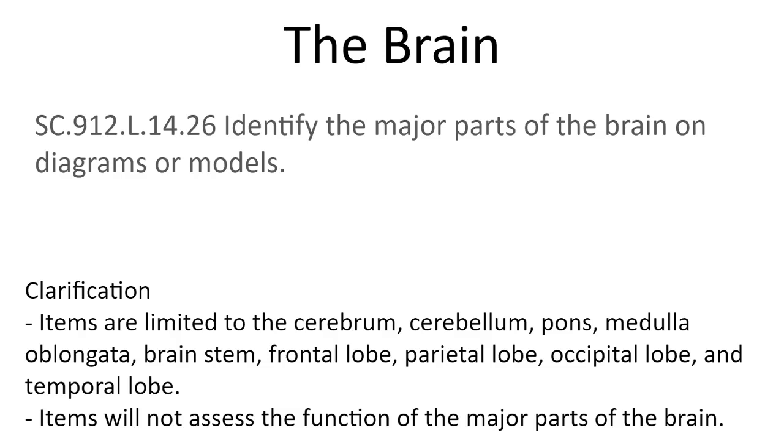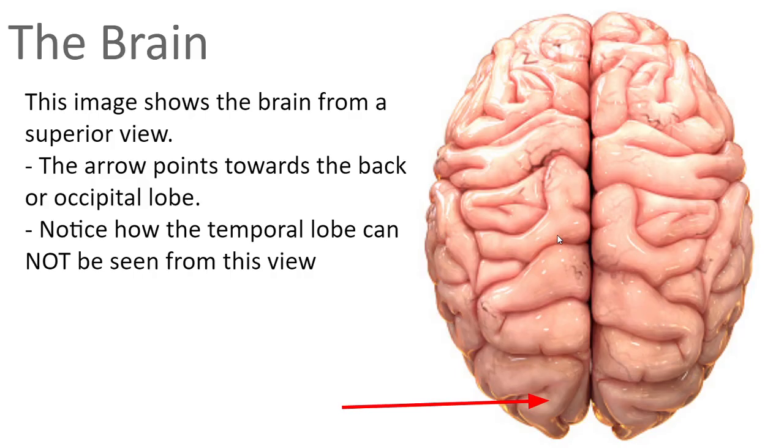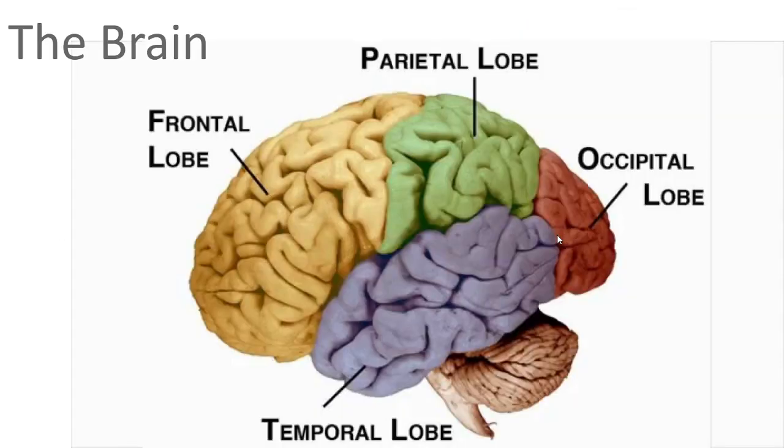You identify the major parts of the brain on diagrams or models, and you're going to be limited to having to identify the cerebrum, the cerebellum, the pons, medulla oblongata, brainstem, frontal lobe, parietal lobe, occipital lobe, and temporal lobe. Items will not assess the function of the major parts of the brain. And so this is kind of silly because all you have to do is be able to identify the parts of the brain. And so as you study for this, just learn the parts of the brain.